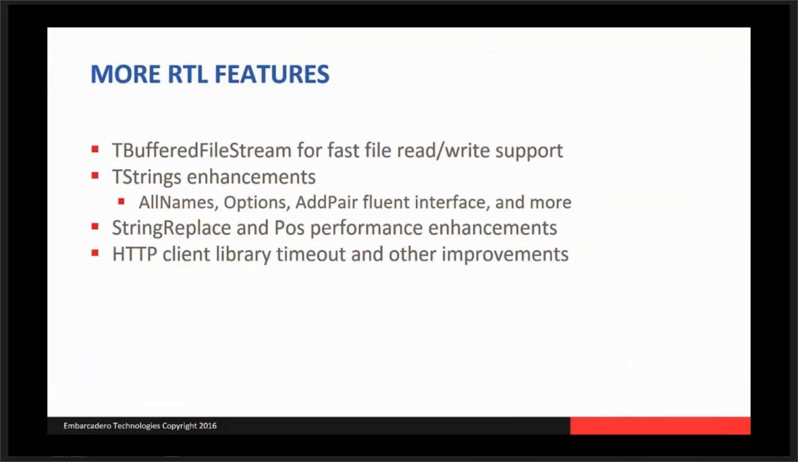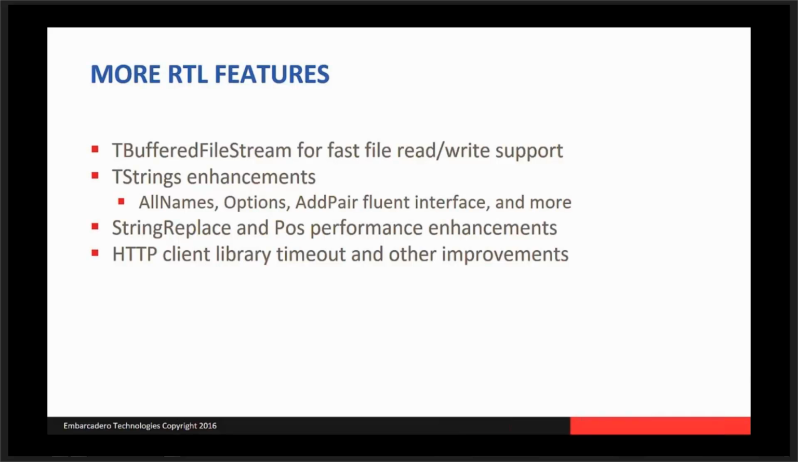Finally, speaking of low-level features, we have quite a few more RTL features. Several enhancements to the TStrings type. It's one of the core classes that's used a lot by all developers that use RAD Studio, and there are new features including AllNames, which filters the names in name-value pairs, some options, the ability to add pairs with a fluent interface, and actually quite a few others. We have a new implementation of string replace, which is significantly faster. New features in the HTTP client library, like timeouts that actually work.